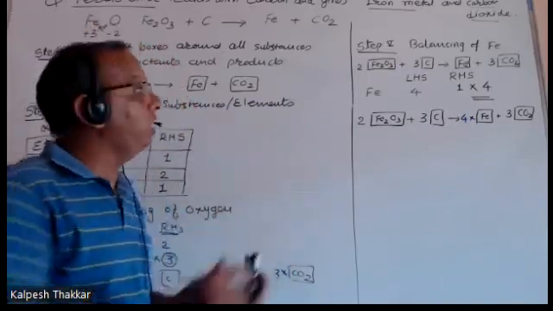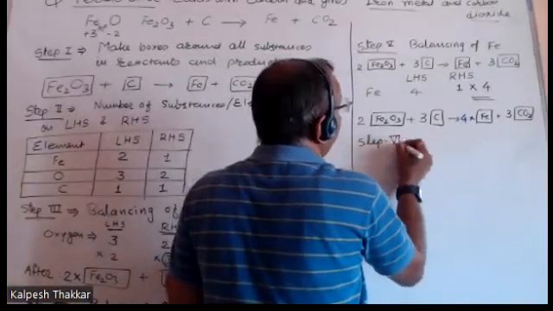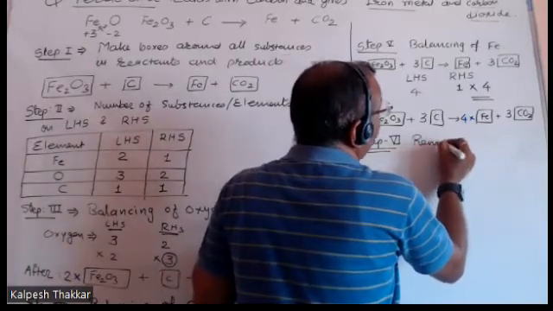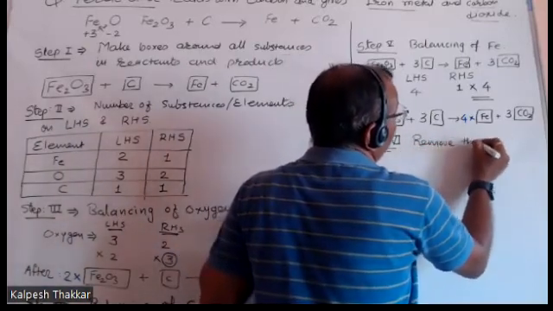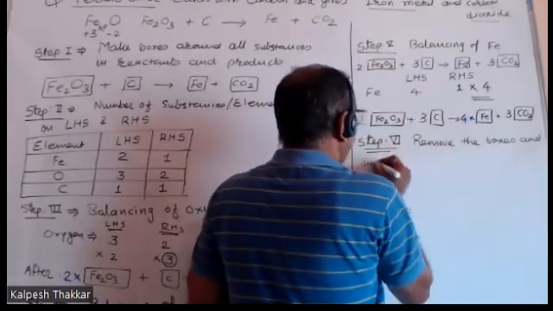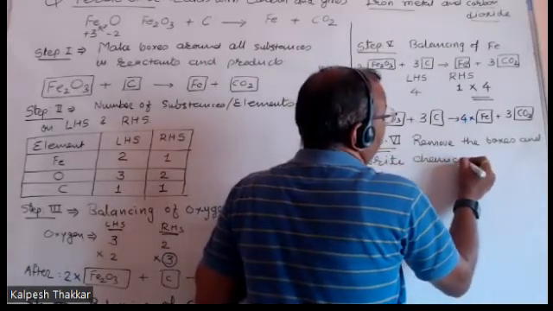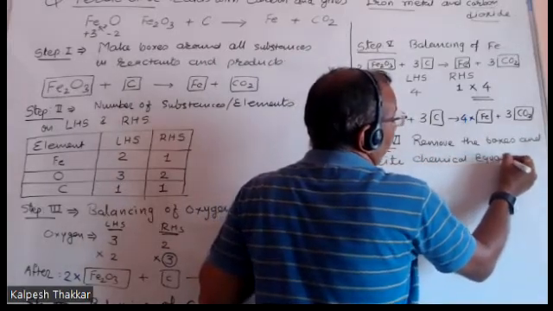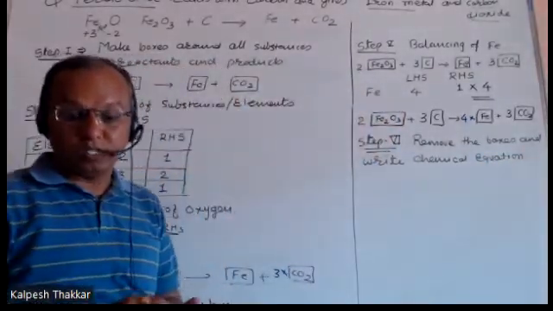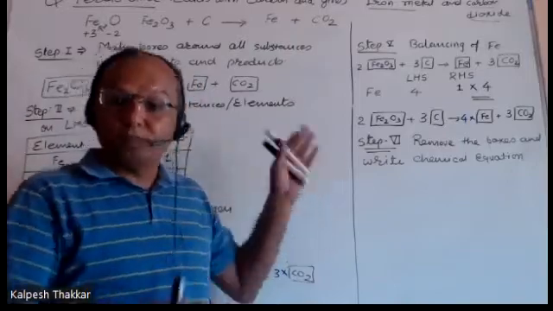Now what to do, friends? In step number 6, friends, we have to remove the boxes and write the chemical equation. So as step number 1, we made the boxes. In the second last step, we have to remove the boxes.